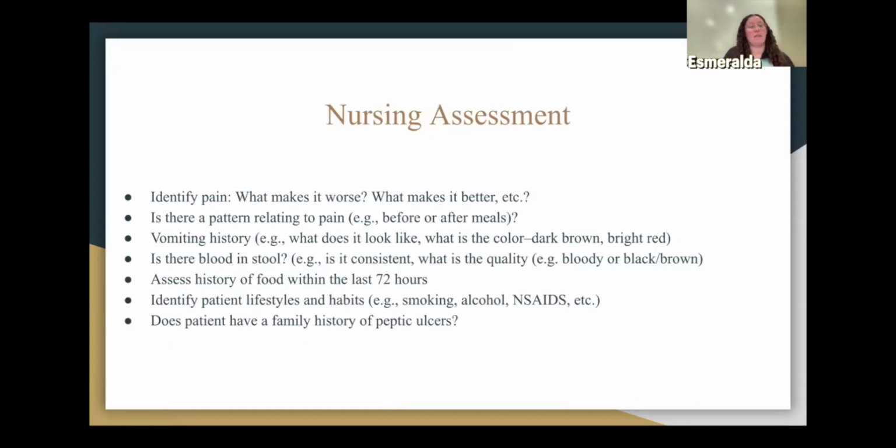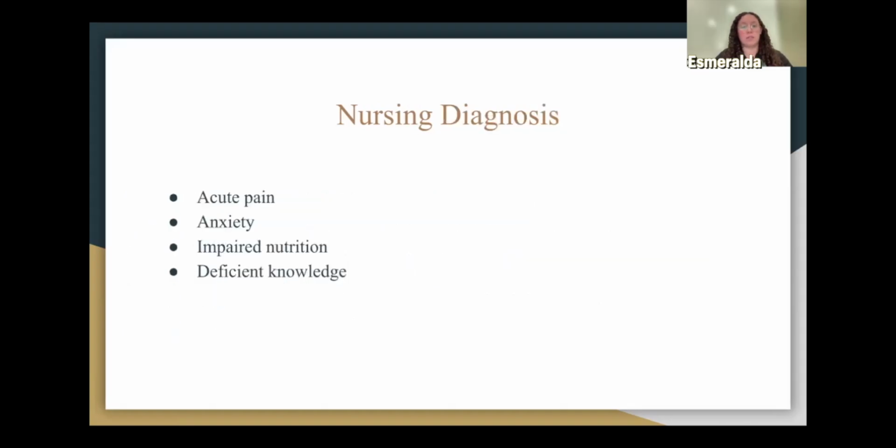Nursing assessments would be to identify pain, what makes it worse and what makes it better. Is there a pattern to the pain? Is it before or after meals? Any history of vomiting? What does it look like and what color? Is there any blood in the stool? If so, is it constant and what is the quality of it? We would ask the patient to keep a 72-hour food log, as well as ask if they have any habits of smoking, consumption of alcohol, or use of NSAIDs. And then we would also ask for any family history of peptic ulcers.